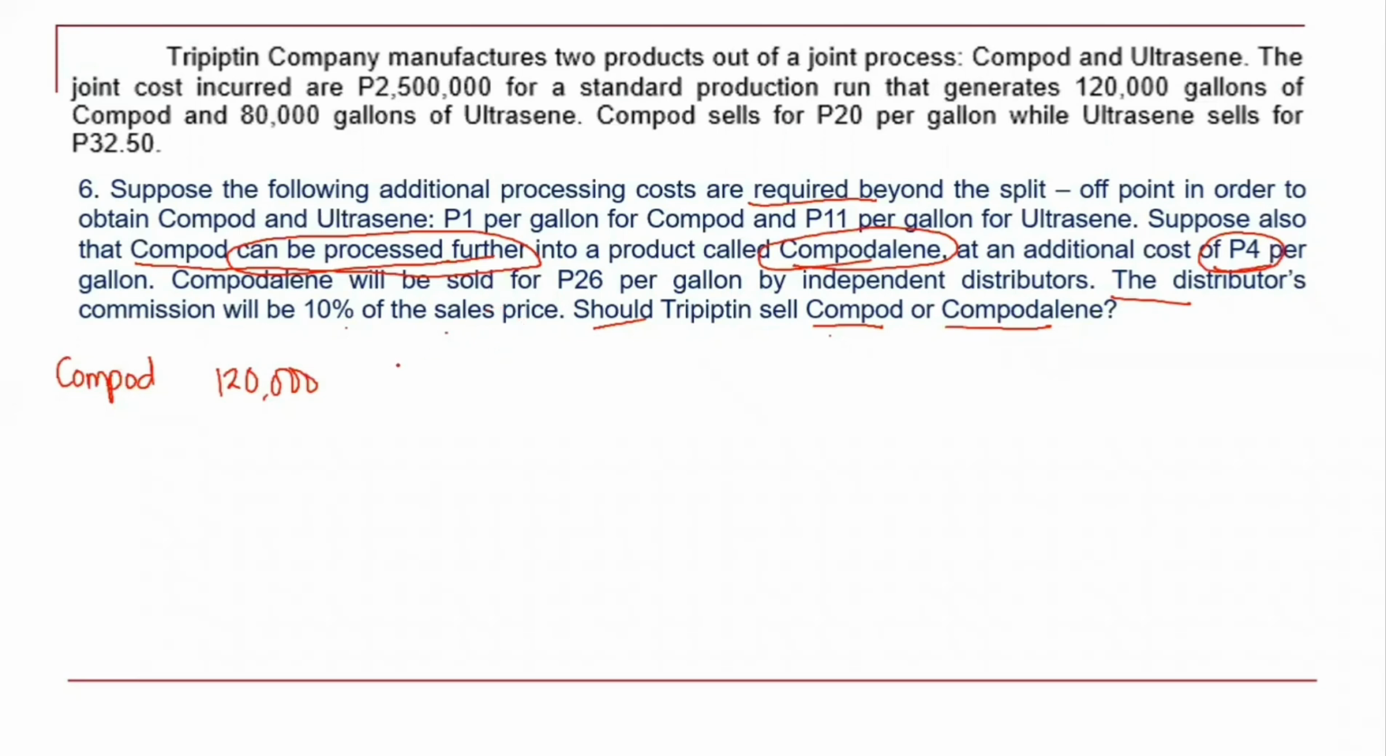So ang gagawin po natin dito sa 120,000 na Compod na pinag-uusapan natin na maging Compodalin. Magkano ba yung magiging sales value niya ngayon? 'Di ba 20? 20 po yung sales value. Magkano ba yung additional processing cost just in case gagawin mo siyang Compodalin? Diba sabi niya additional cost of 4 pesos. Ayan, additional processing cost. Ano pang kailangan natin dito? Meron pong cost to sell na sinabi. Distributor's commission will be 10% of the sales price. Magkano po yun? 10% ng sales price natin. Magkano po ba yung sales price natin ngayon?